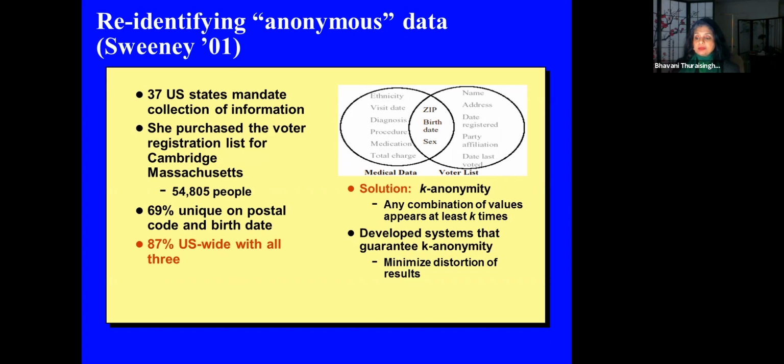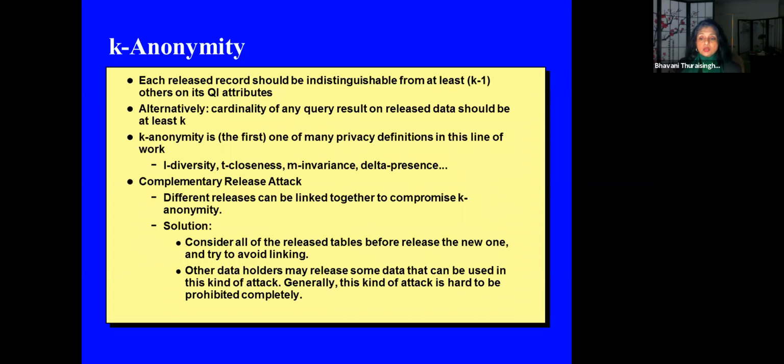So she developed systems that guarantee k-anonymity, minimize distortion of results. So the higher the k, the more doubt that you are creating. And so k-anonymity, each released record should be indistinguishable from at least k minus 1 others on its quasi-identifier attributes. So if you have 3 anonymity, every record, there must be at least 2 others because there are 3 records with the same values.